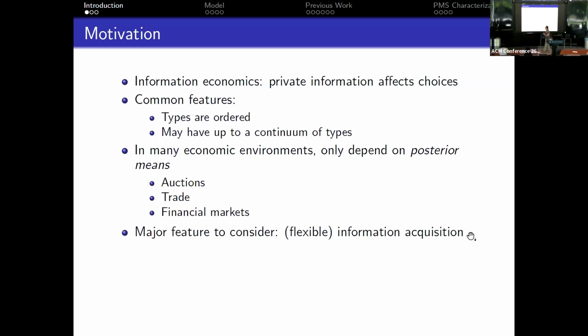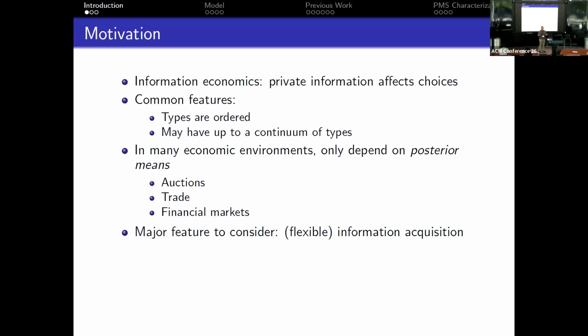An important feature that sometimes is added to these models is thinking about incentives to acquire information. So maybe we don't know about the value of the type, and we need to do some learning about it, and this could be costly. Something that's become more of interest in recent years, with the development of tools to analyze these sorts of objects, is the question of flexible information acquisition.